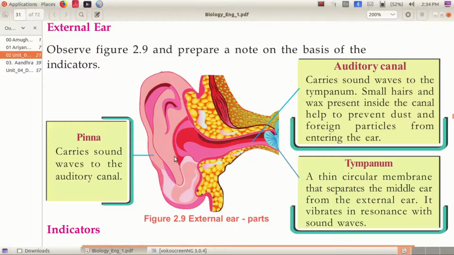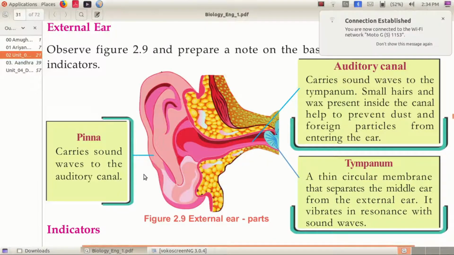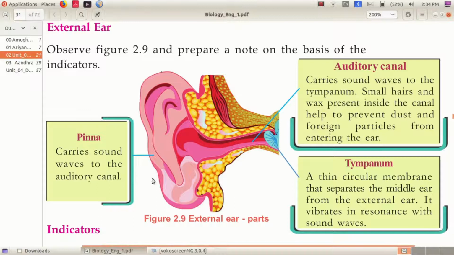Have you observed the pinna of other animals, for example dog, cat? What is the difference here? They can move their pinna to collect the sound waves. Then what about in our case? No, we can't move our pinna freely. So what is the function of pinna? It carries sound waves to the auditory canal.